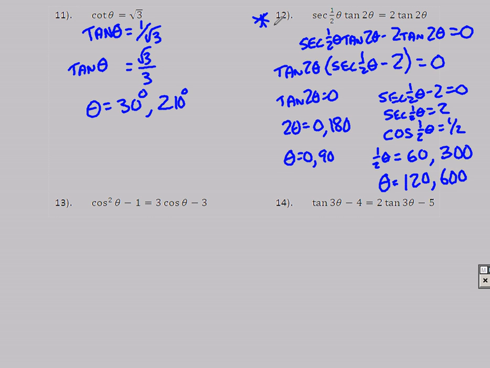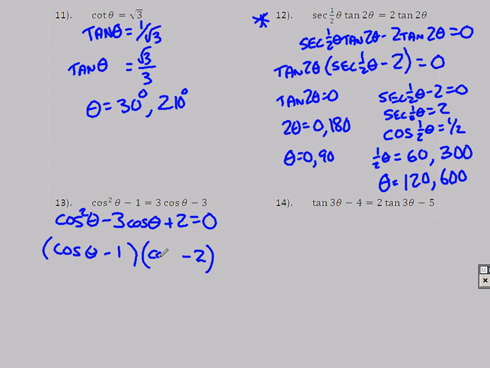Number 13, I have just one trig function. However, one is squared, one is not. So let's get everything on the same side of the equal sign. Cosine squared theta. If I bring this over, I'll have a minus 3 cosine of theta, and then I would add 3 to both sides. That means plus 2 equals 0. So let's see if I can factor this. What factors of 2 add to negative 3? That's going to be negative 1 and negative 2. So I'll have cosine theta minus 1 and cosine theta minus 2 equals 0.